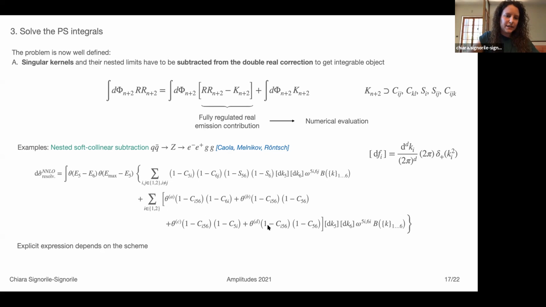Talking about analytic sector subtraction, of course, as I mentioned before, this is a scheme designed to be fully general, so I will not be able to write in just a few lines the same thing with the local subtraction, but the idea is exactly the same.